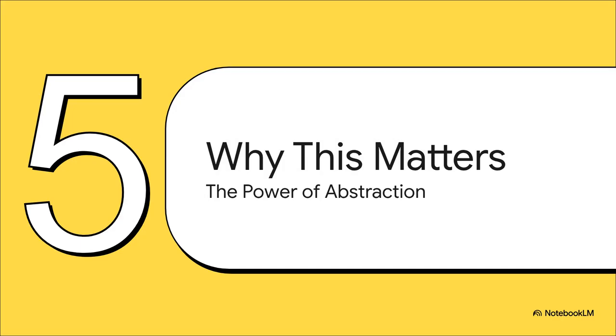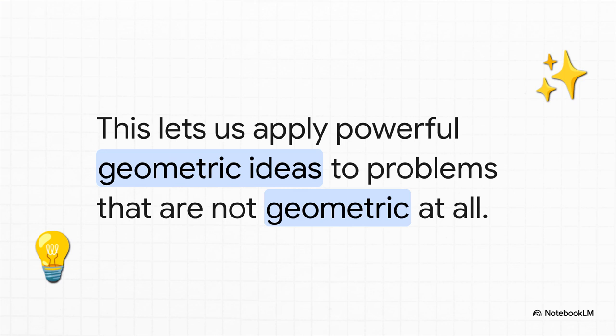Okay, I can hear you thinking it. That's a cool party trick, but so what? Why are we twisting our brains into knots just to call a polynomial a vector? Well, this is where the real magic happens. This is why it all matters. It's because once we prove that a collection of things is a vector space, we get to use our entire toolkit of geometric ideas, concepts like length, distance, angle, and dimension, on problems that don't seem geometric at all. We can bring our spatial intuition to worlds that have nothing to do with space.